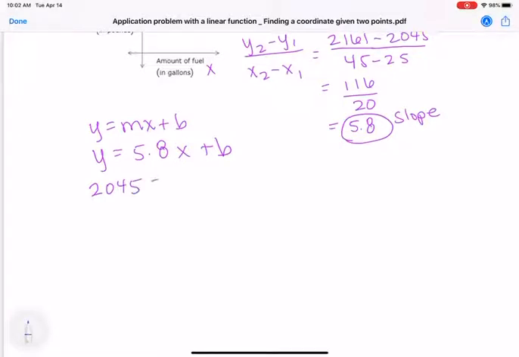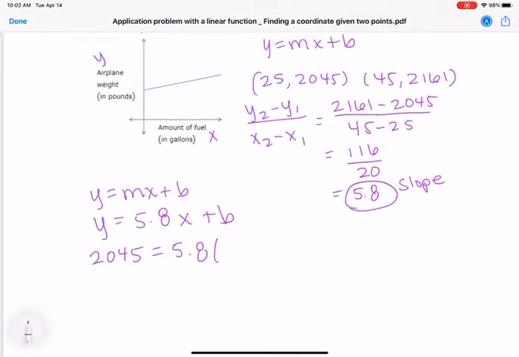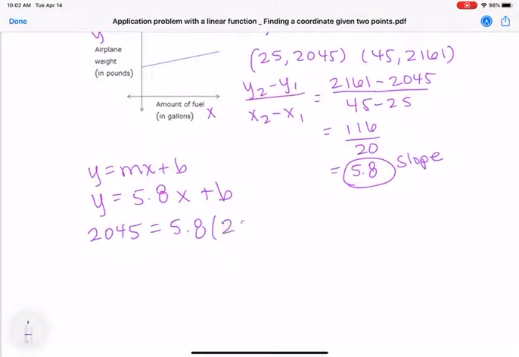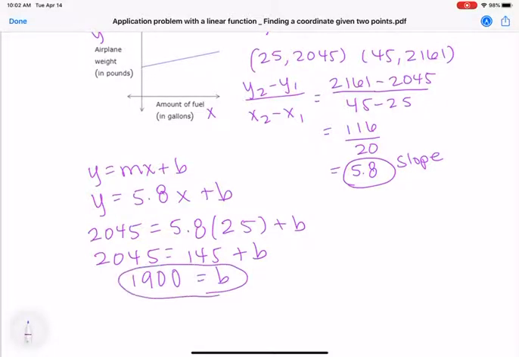2045 equals 5.8 times, what was that? It looks like it was 25. And then just go ahead and solve for b. So 5.8 times 25, I get 145, plus that b. Subtract the 145 from both sides, I get 1900. So now we know our y-intercept.